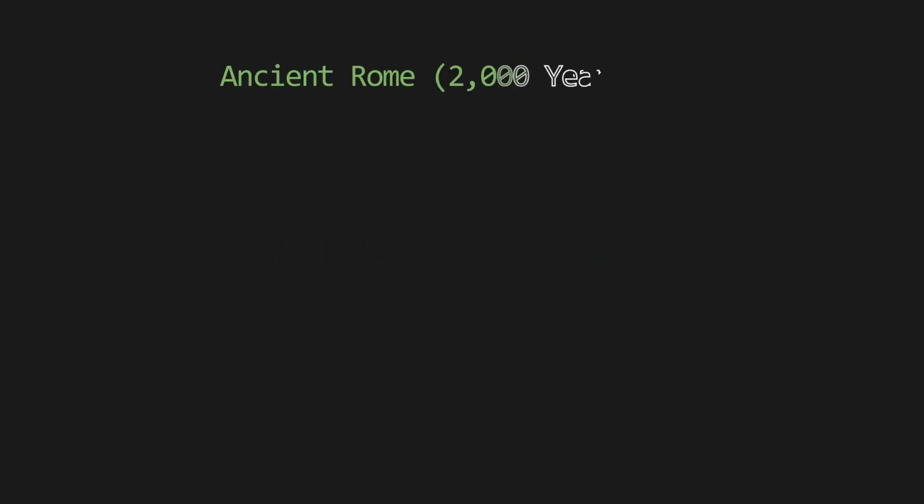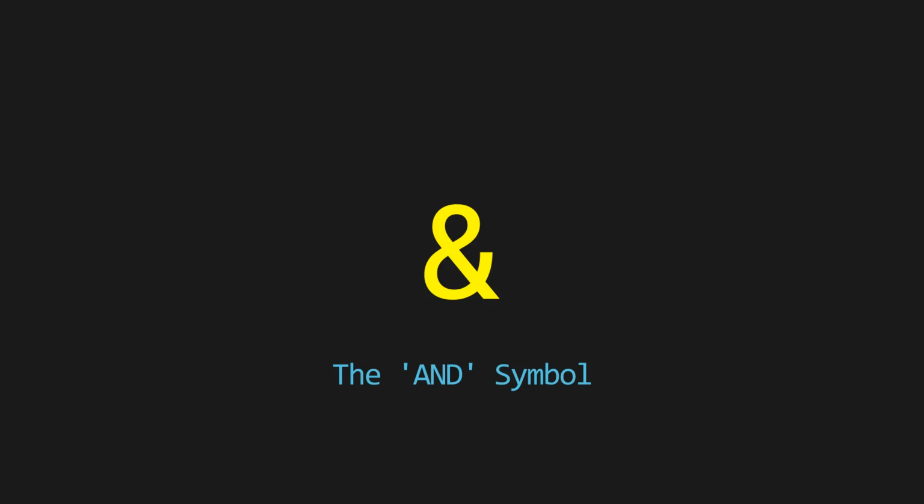To find it, we have to go back 2,000 years to ancient Rome. The Romans spoke Latin, and their word for "and" was spelled E-T, just "et." Roman scribes had to write documents incredibly fast. When you write the letters E and T next to each other over and over again in cursive, something interesting happens. The loops of the E and the cross of the T start to bleed together. Over centuries of handwriting, scribes got so lazy that those two separate letters physically tangled up into one single continuous shape. Today, we know that shape as the and symbol.